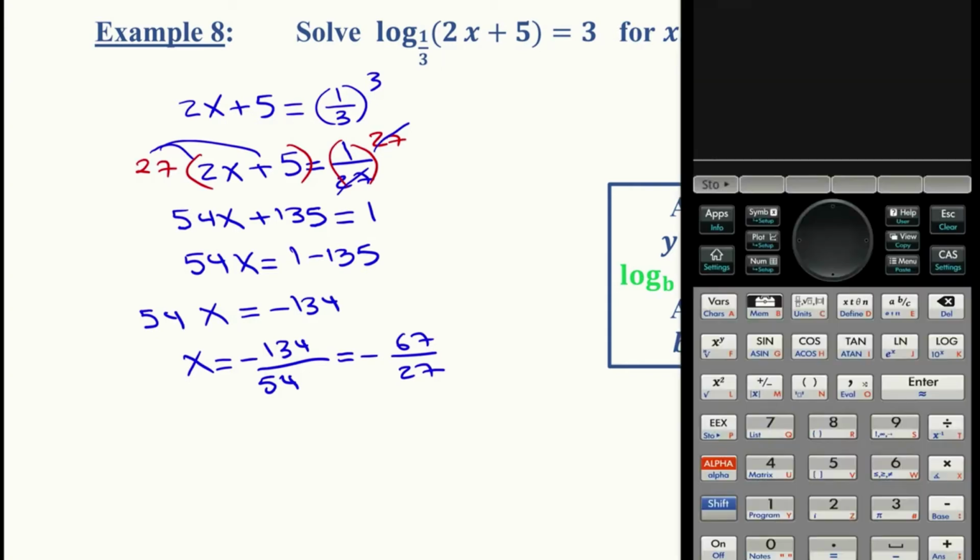Let's take a look. All right, so here we'll go ahead and multiply 2 by negative, we're going to plug in negative 67 over 27 for x, and then we're going to go ahead and add 5, and then we'll hit enter. Notice it remained positive, so yeah, barely. I mean, that's very close to 0, but that doesn't matter. As long as it's positive, we're good to go.